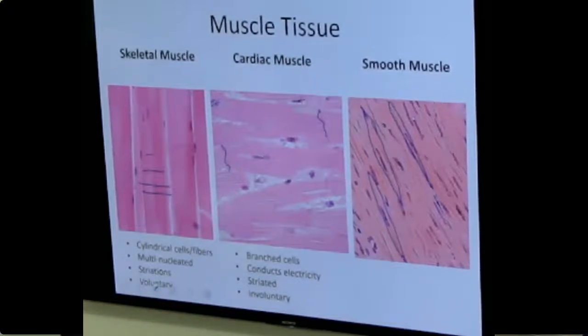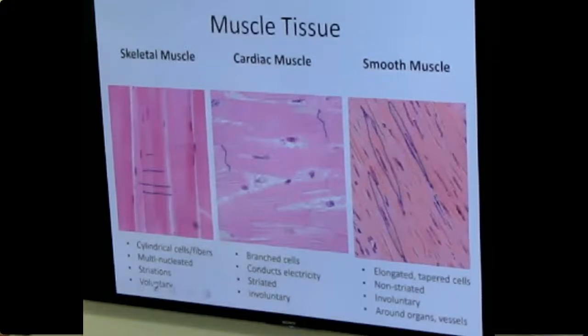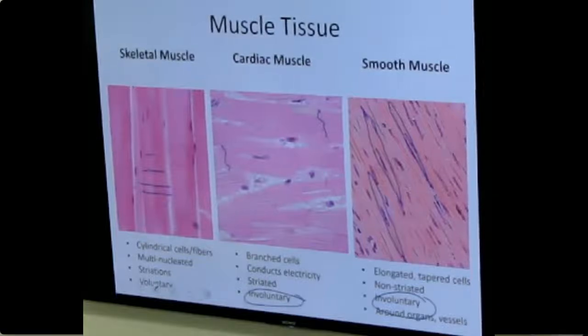And then finally, the smooth muscle cells are elongated and tapered, and they tend to be short. They are smooth, meaning they're not striated. So that's why they actually have their name as smooth. There are no striations, because the components deep inside are structured in a different way than the other two are. And they are also involuntary. So we have involuntary for both cardiac and smooth muscles.